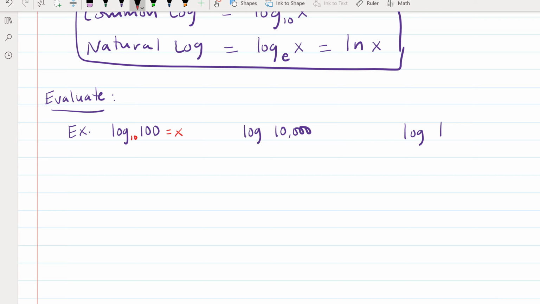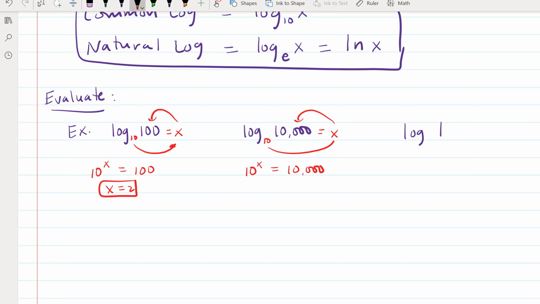It's x. So we're going to circle the wagons around. 10 to the x power equals 100. So 10 to the what power equals 100? Oh, 10 squared. So x must be 2. For this one, base 10 equals, let's call it x. Circle the wagons. 10 to the x power equals 10,000. This is going to be 10 to the 4th power because there's 4 zeros here.